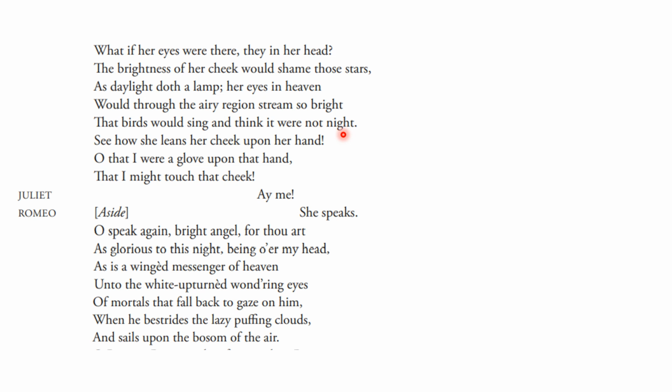Then he says, "See how she leans her cheek upon her hand. Oh, that were I a glove upon that hand, that I might touch that cheek." He basically just wishes that he was the glove on her hand as she is leaning on it. So the idea that he wants to caress her cheek with affection. Again, we have a lot of incredibly hyperbolic description of his love towards Juliet here.